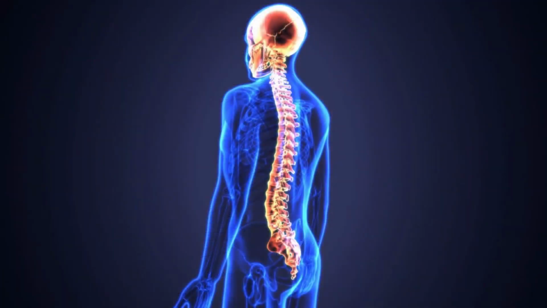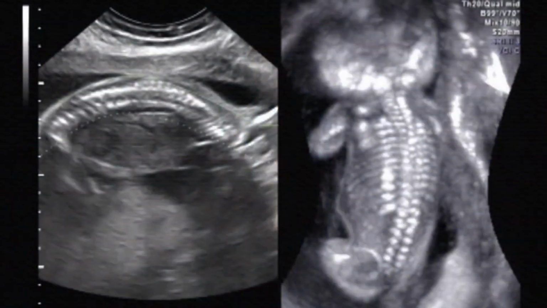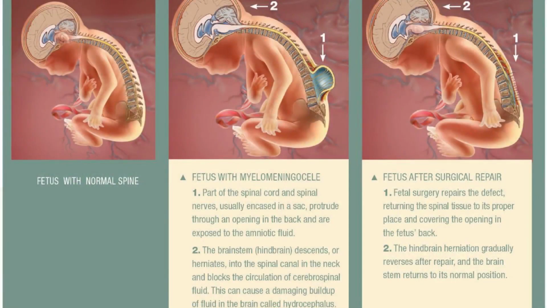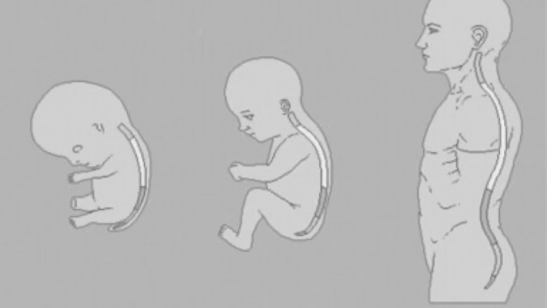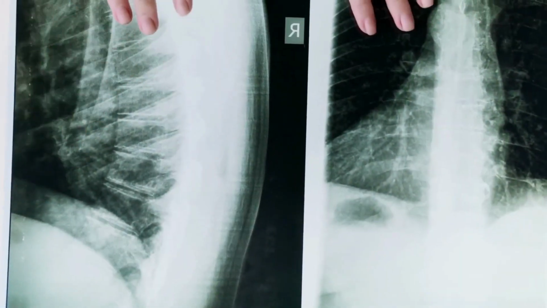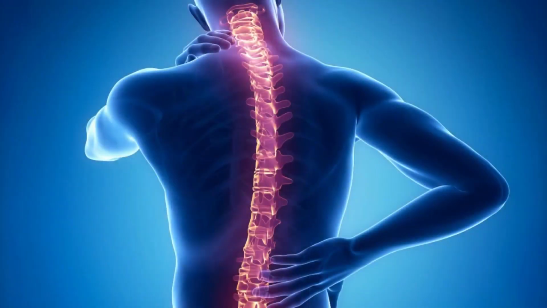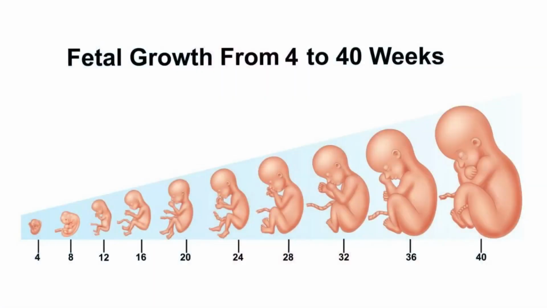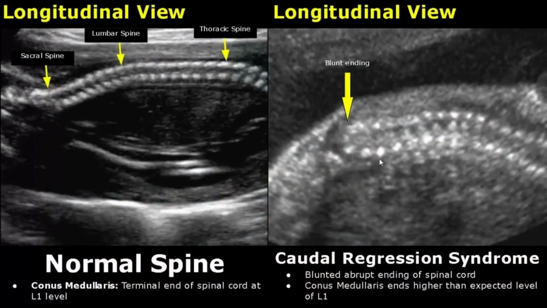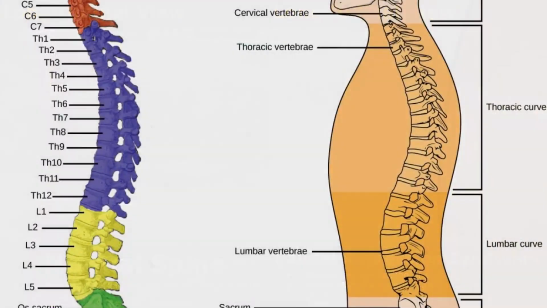The spine provides support for the body, protects the spinal cord, and allows for movement and flexibility. Let's explore how the vertebral column forms and its various functions. Now let's begin with the embryonic development. During embryonic development, the vertebral column begins as a flexible structure called the notochord, which serves as the initial support for the developing embryo. As the embryo grows, the notochord is gradually replaced by segmented blocks of cartilage called somites.